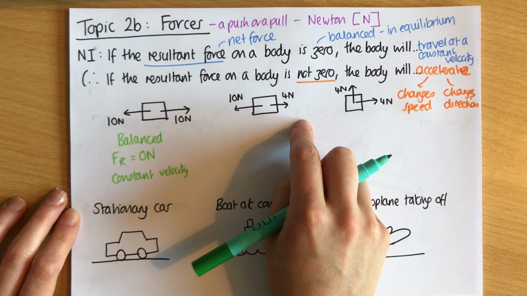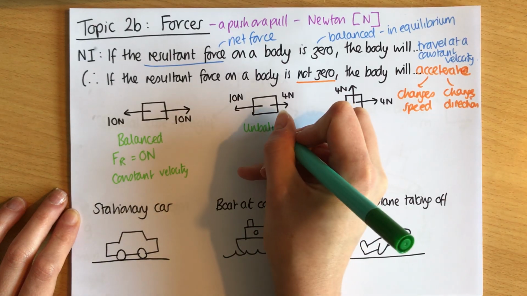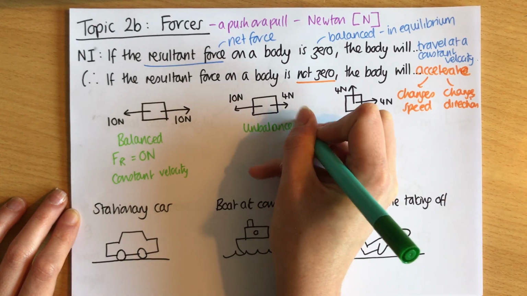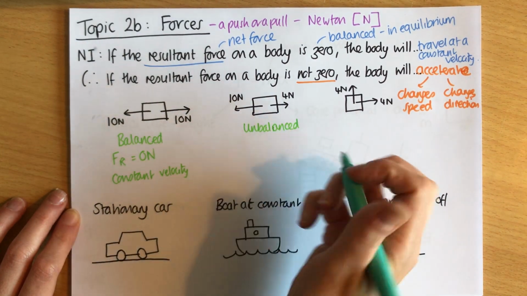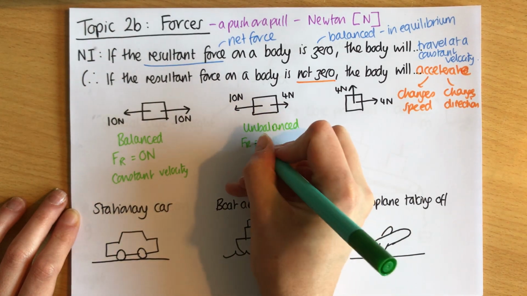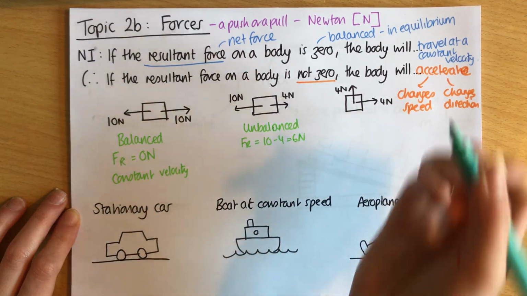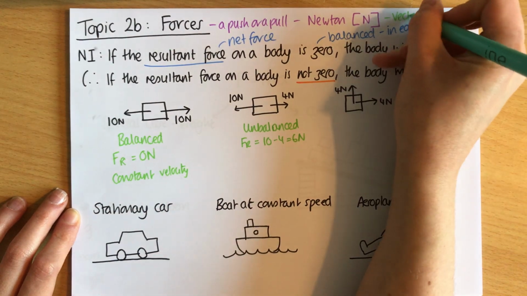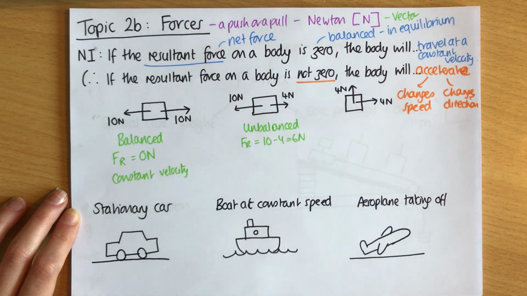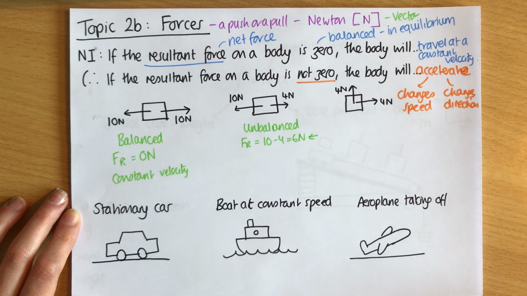This body here, these forces are unbalanced. Hopefully that's kind of instinctive to see. Unbalanced. And the resultant force here is going to equal the biggest force minus the smaller force. So it's equal to 10 minus 4, which is equal to 6 newtons. Now, force is a vector, and therefore I need to add in a direction. And the direction will be where the leftover force is, which is this way. So 6 newtons to the left, or I can draw an arrow there.